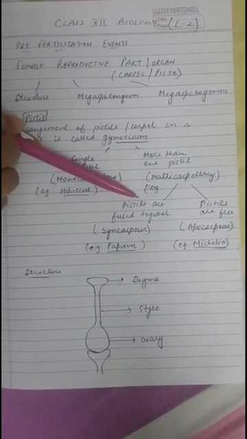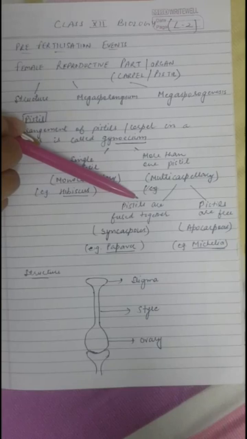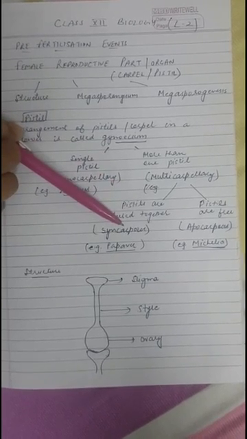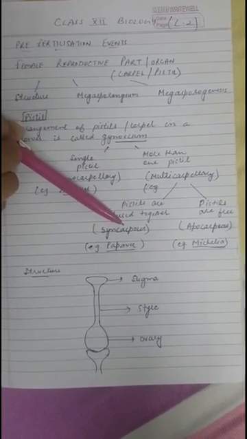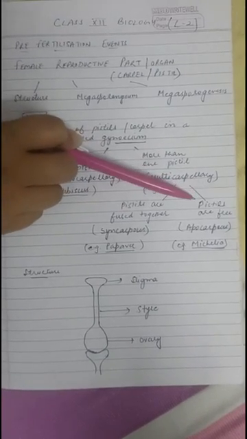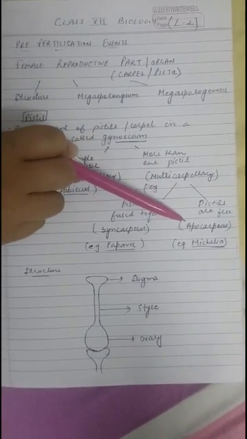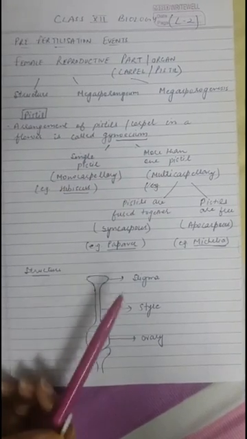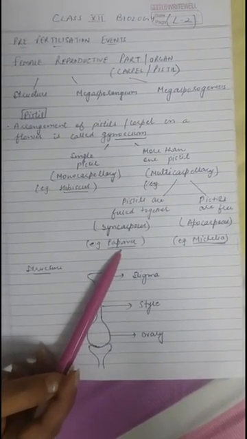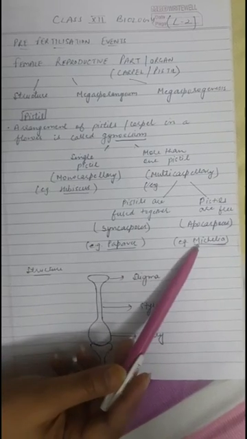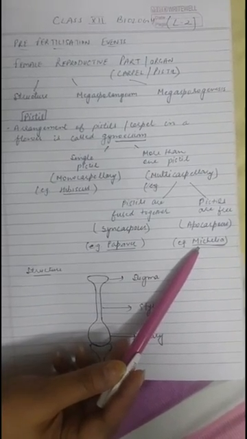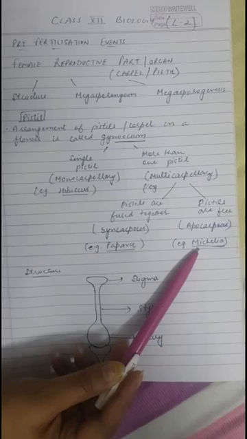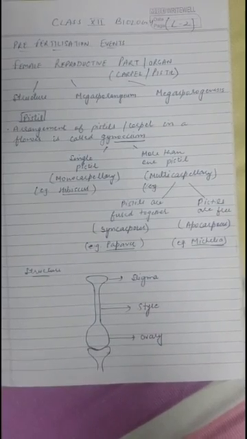Depending upon that, if the pistils are fused together, the condition is called syncarpous. You are already aware of this. And if the pistils are free, then it is called the apocarpous condition. So the syncarpous condition is found in the Papaver flower and apocarpous is found in the Michelia flower. I will show you this.